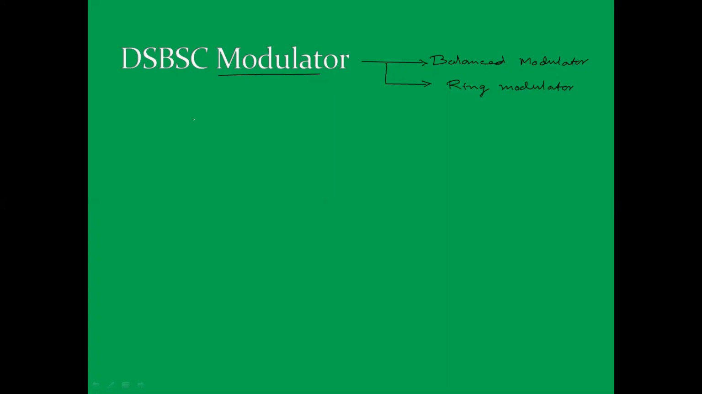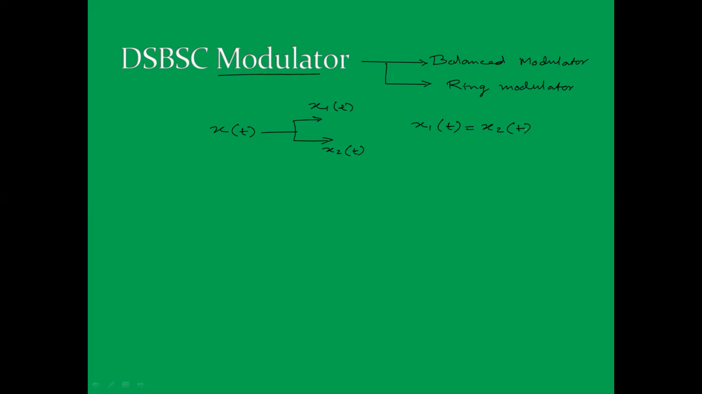So the DSB-SC modulator is of two types: balanced modulator and ring modulator. First we will move to the balanced modulator. Balance means we have to balance two units at a time, so that's why it is called a balanced modulator. Suppose I am giving x(t), and I divide this x(t) into two parts, x1(t) and x2(t). I have to balance x1(t) and x2(t), so I follow the condition x1(t) equal to x2(t).